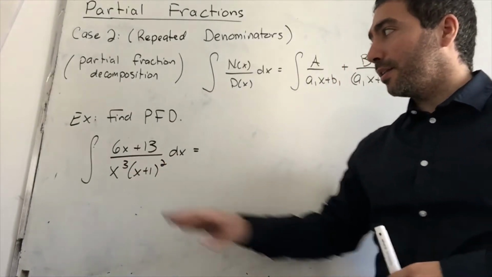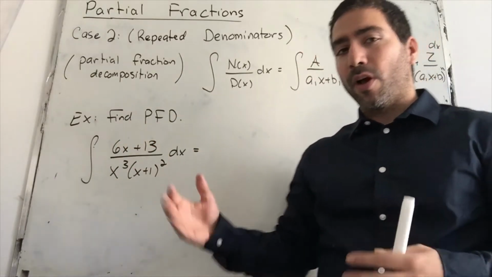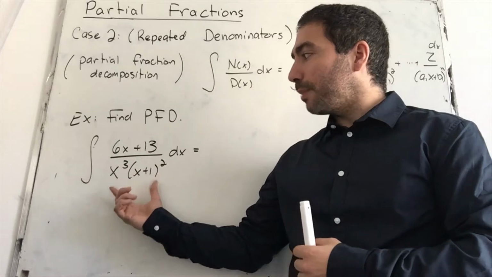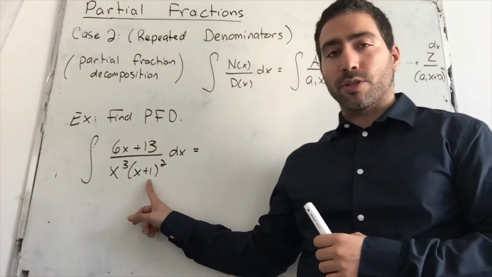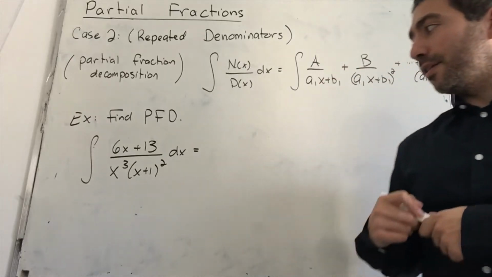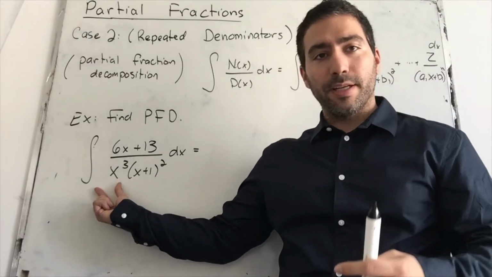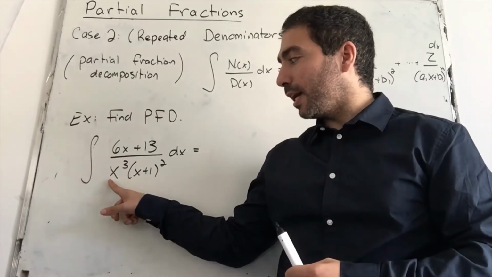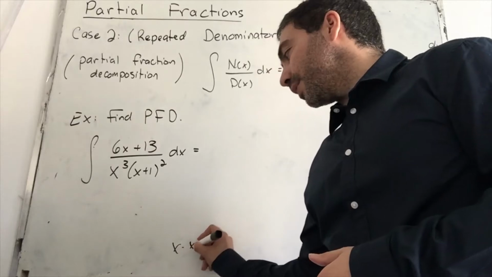Let's go ahead and find the partial fraction decomposition. We won't solve it, but look at this example. How do we split this up? The example that we have here is 6x plus 13 divided by x cubed times x plus 1 squared dx. And how are we going to break it up? So first of all, we have to catch that it's repeated. Why? The exponent of the x is cubed. So think of it as x times x times x.